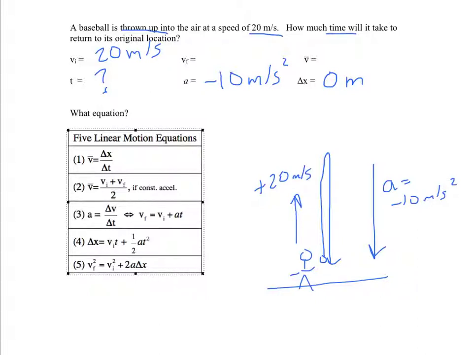So we go through our equations, we try to find which of these work. Again, equations 1 and 2 can quickly be discarded because we don't know the average velocity. Equation 3, we don't know VF, so that's out. Equation 4, we know delta x, we know VI, and we know A, and we're looking for t, so that is a valid equation to use. And again, equation 5, if you just want to double check, we don't know VF, so that's out. So this is also an equation 4 type problem.